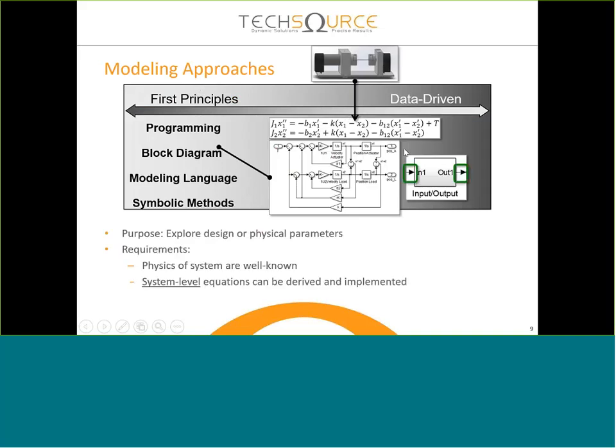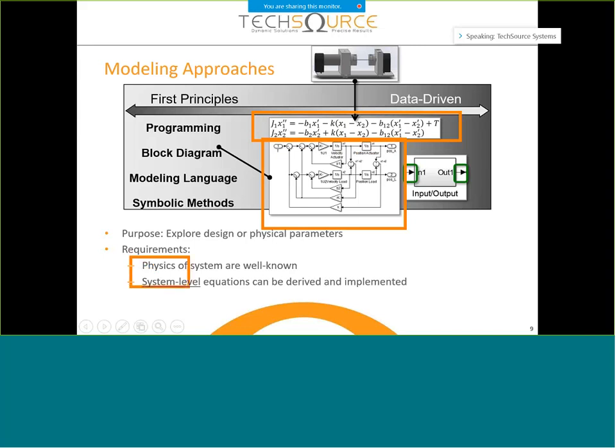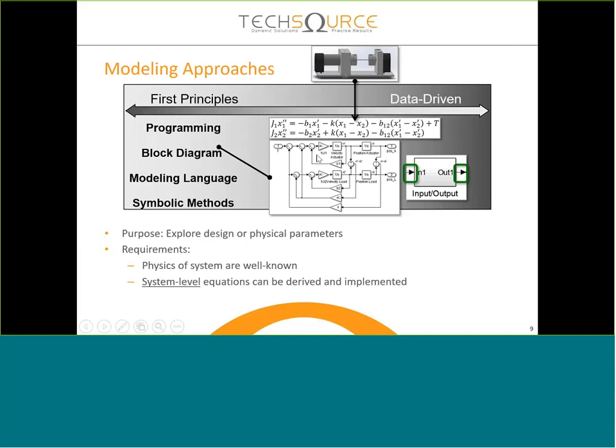What first principles basically is, if you know everything about your plant, for example the equations that build up your plant, then you can model it in the Simulink environment. This is what we call physics. If you know the physics of your plant, then you model it in this way. But these are usually more for very deep research, usually for those who are doing PhDs.